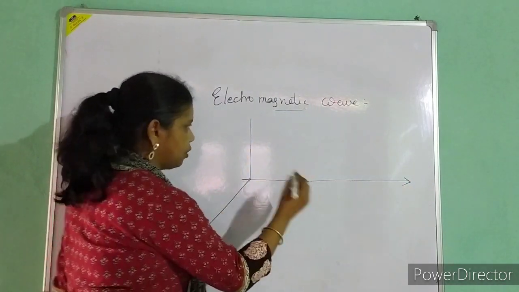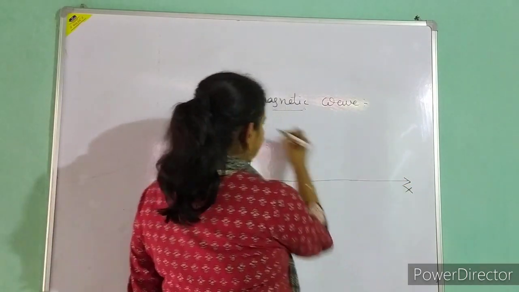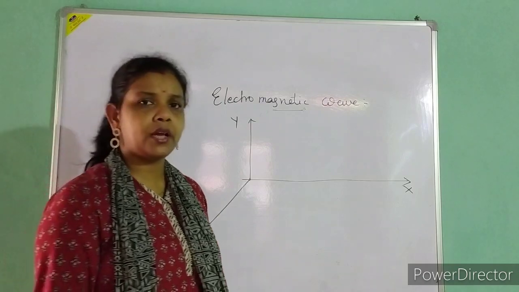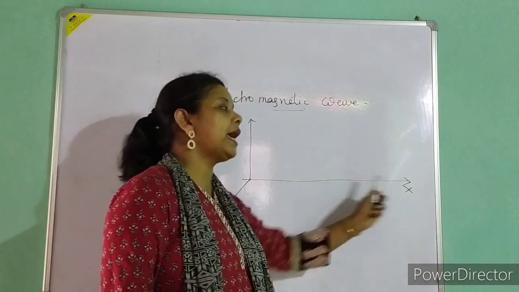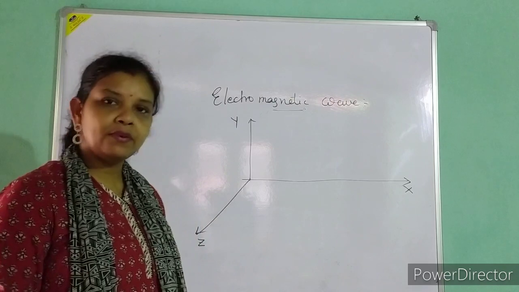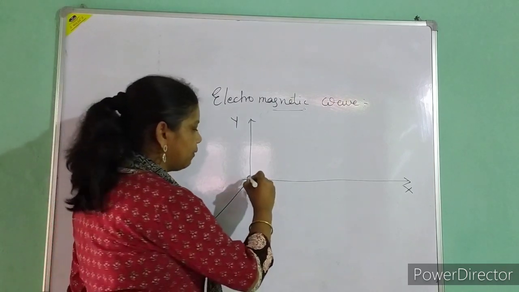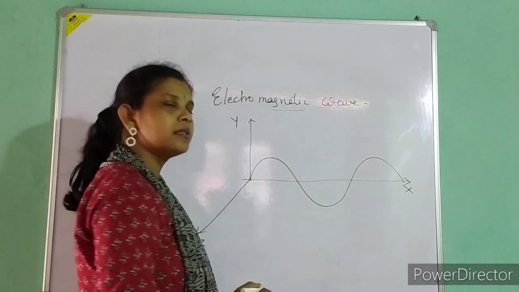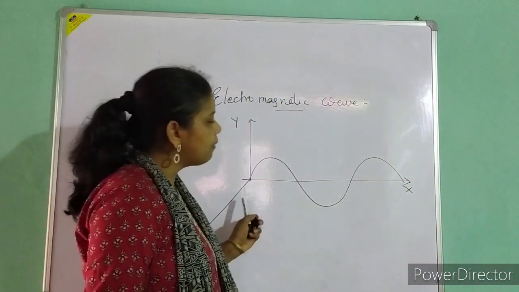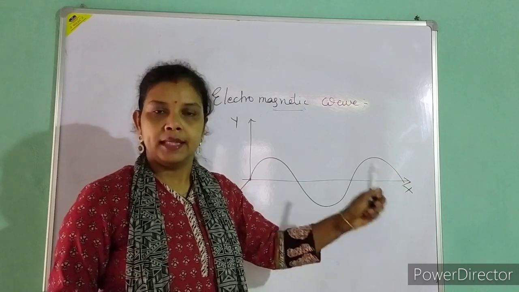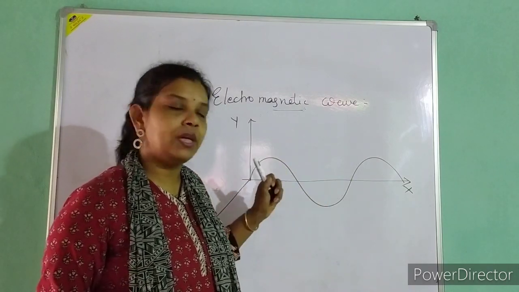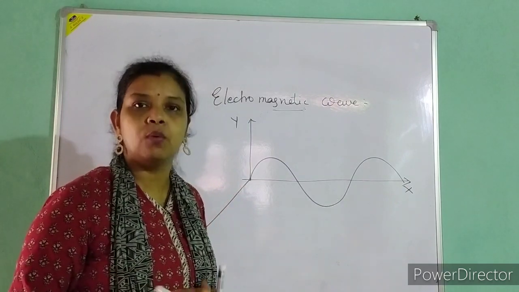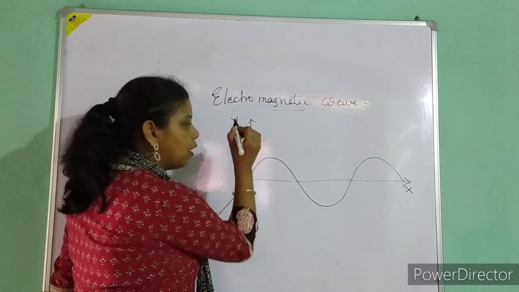So I have drawn. Suppose this is my x-axis, this is my y-axis, and this is my z-axis. Now tell me in which direction the wave is moving. The wave is moving along the x-axis. So as the wave is moving, it's a sinusoidal wave, so I will draw a graph like this. It's okay. So this is a sinusoid. Now I have drawn it this way, the wave is moving along the x-axis, but if I ask you in which direction the wave is changing, what will you say? Ma'am, it is along the y-axis.